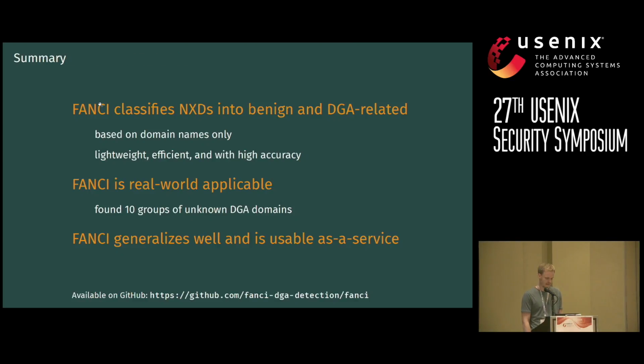In summary, FANCI is a system classifying NXDs into benign and DGA-related. Its classification is based on domain names only. It performs lightweight, efficient, and highly accurate classification. FANCI is real-world applicable, and we were able to report 10 groups of unknown DGA domains. And FANCI generalizes very well and is therefore usable as a service.